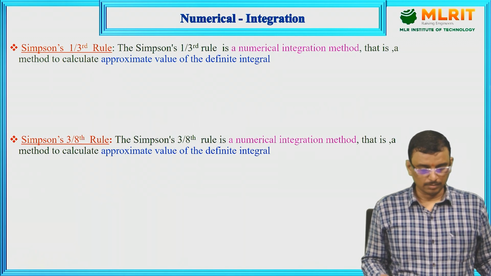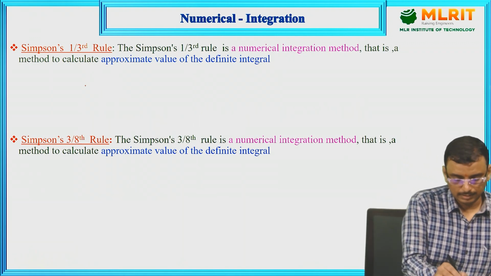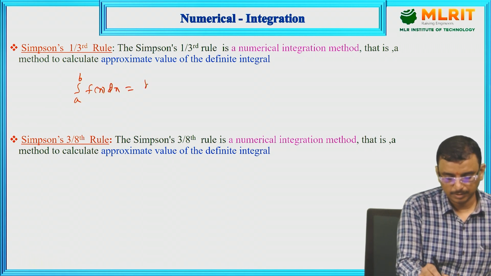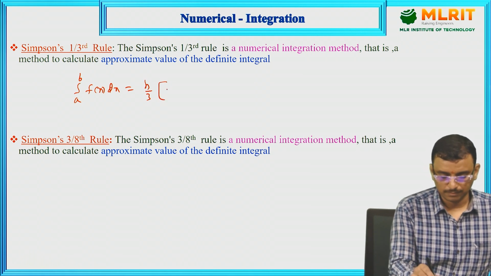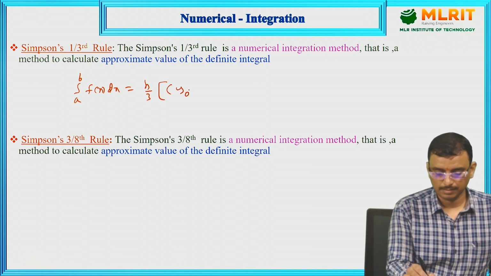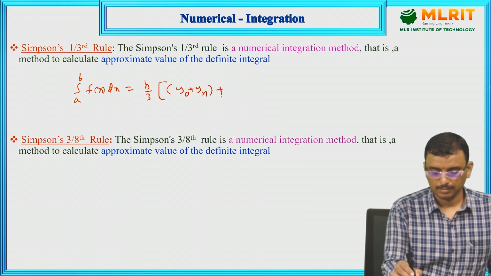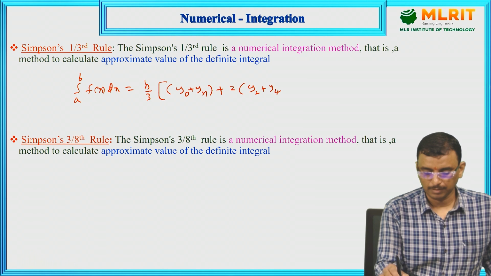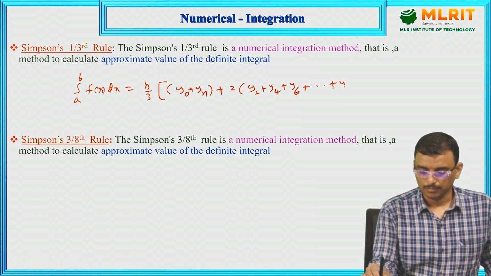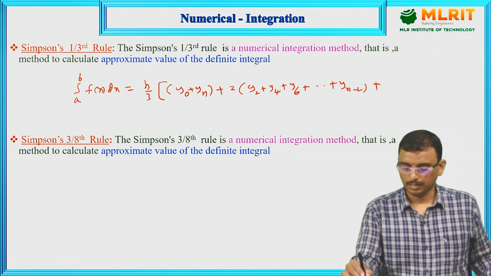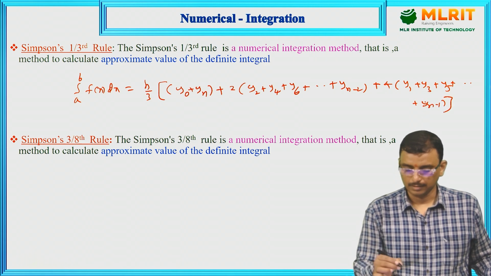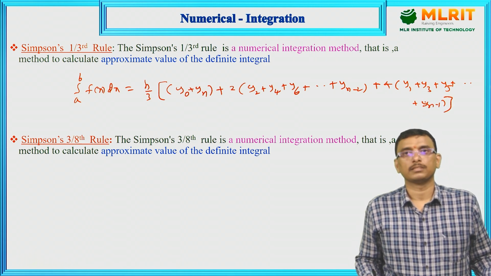Similarly, we can derive Simpson's 1/3 rule. Integral a to b f of x dx is equal to h by 3 into the sum of the first and last ordinates, that is y0 plus yn, plus 2 into the sum of the even ordinates y2 plus y4 plus y6 and so on up to yn minus 2, plus 4 times the odd ordinates y1 plus y3 plus y5 and so on up to yn minus 1. This is called Simpson's 1/3 rule.